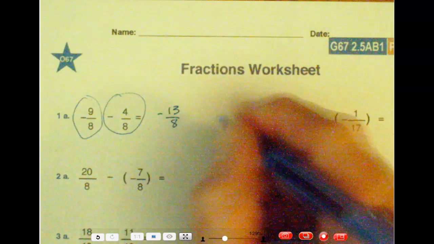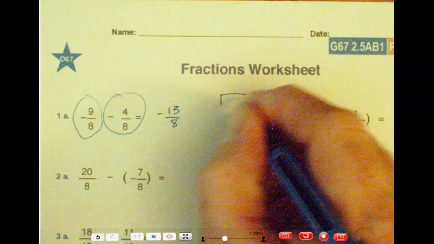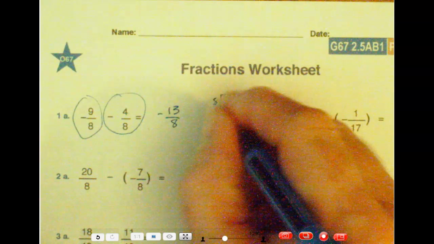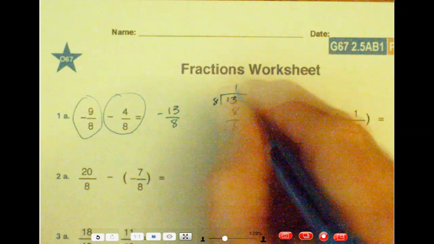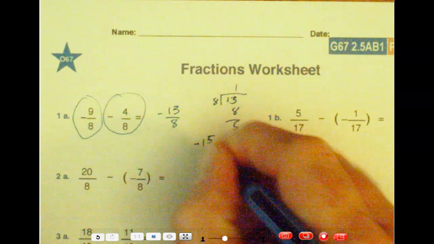Now, we have to express that as a mixed number, too. So, little division, never hurt anybody. 13 divided by 8 goes into 1 time. 8, you've got 5 left over. So it's 1 and 5/8, negative 1 and 5/8.